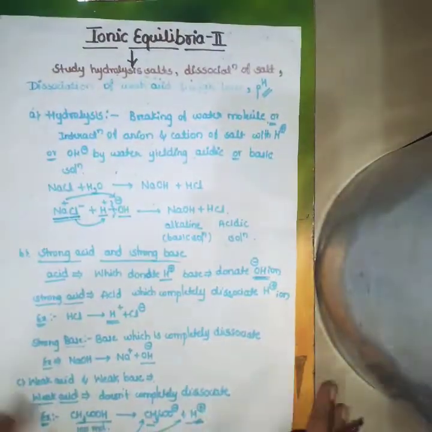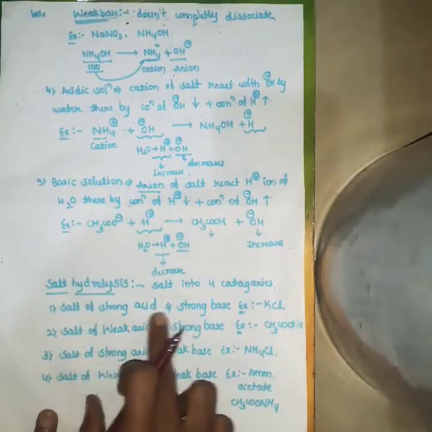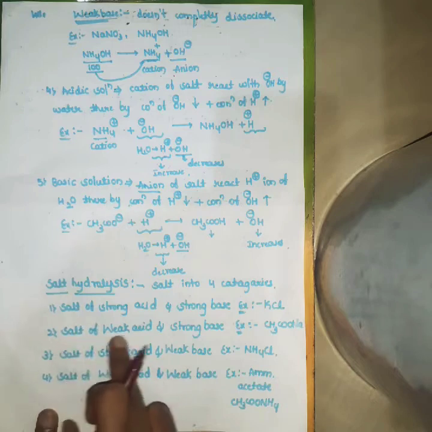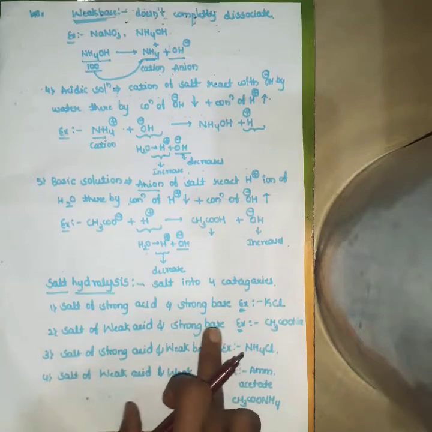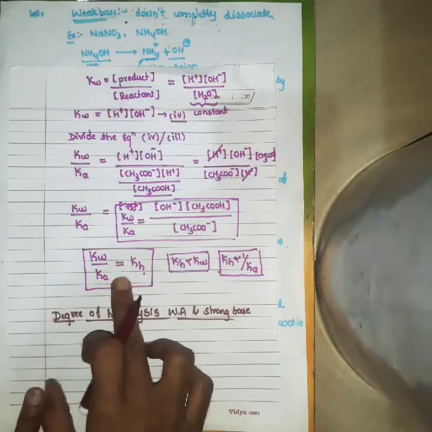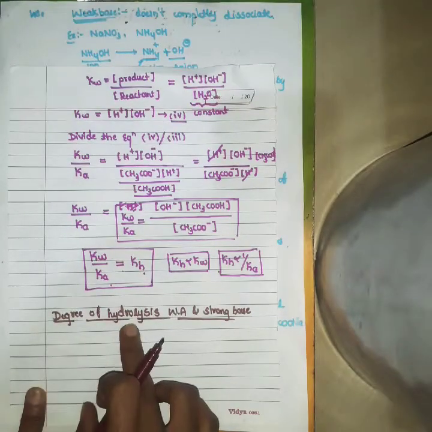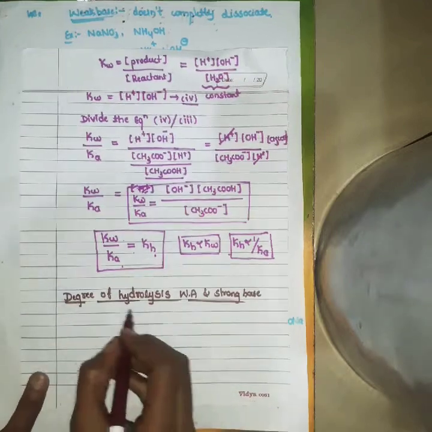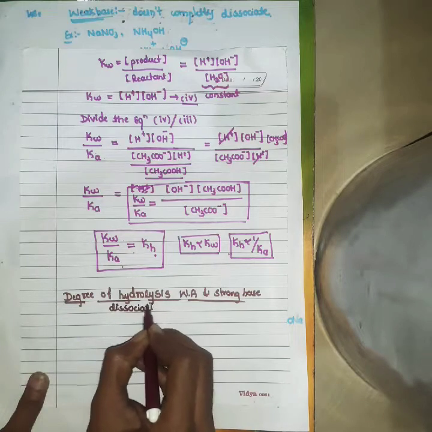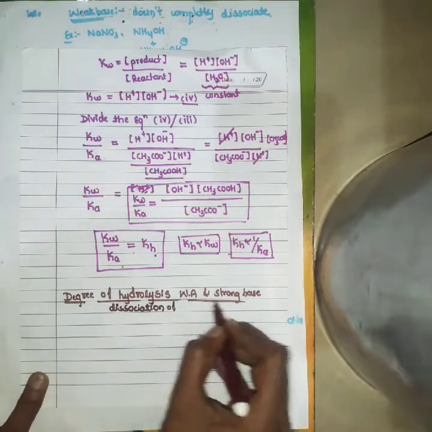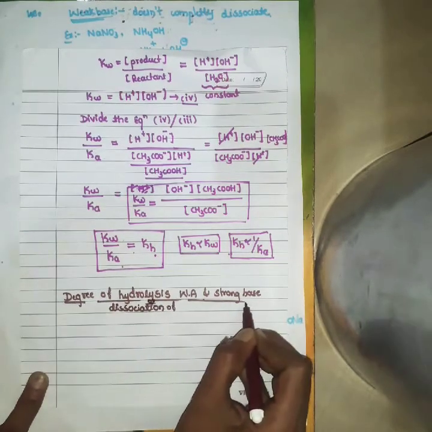We are studying the ionic equilibria. In the last class we studied salt of strong acid and strong base, and the second one is salt of weak acid and strong base. Last class we ended up with Kw divided by Ka is equal to Kh. Today we are continuing with how to calculate the degree of hydrolysis or degree of dissociation of a salt of weak acid and strong base.